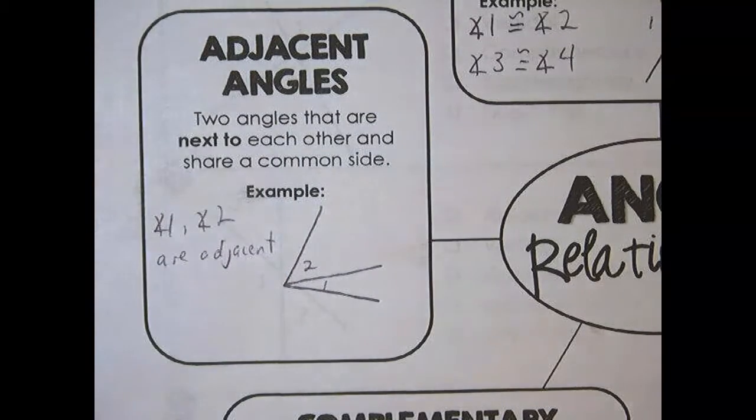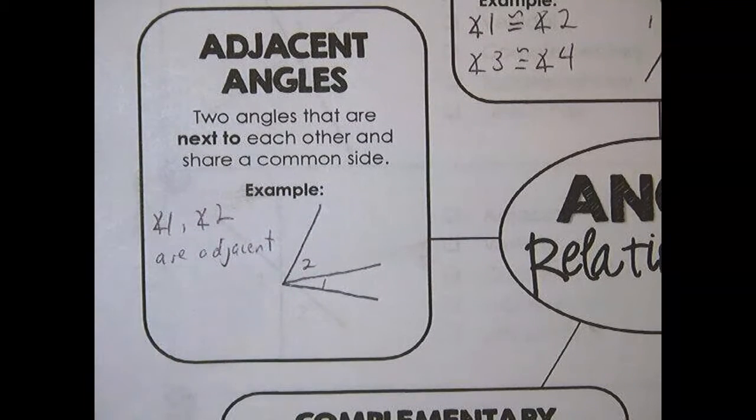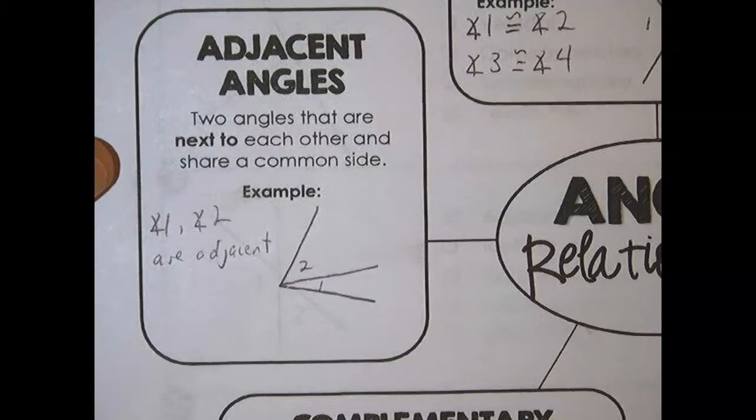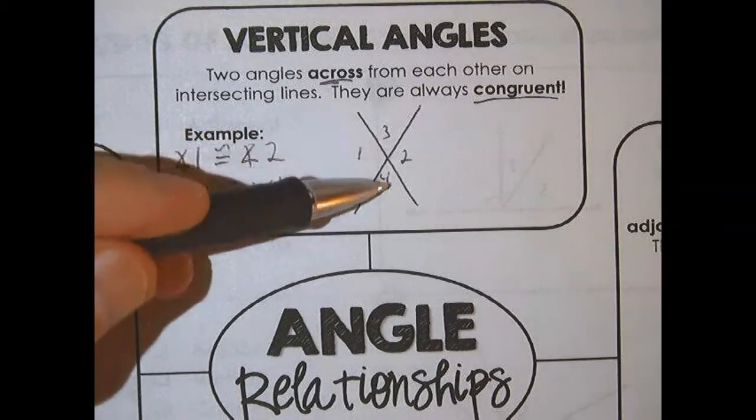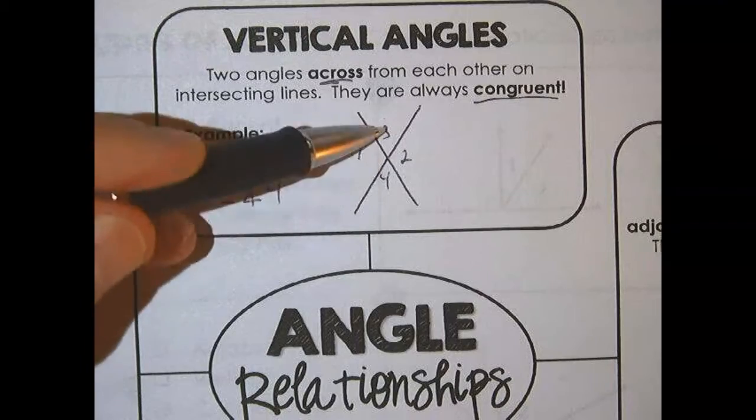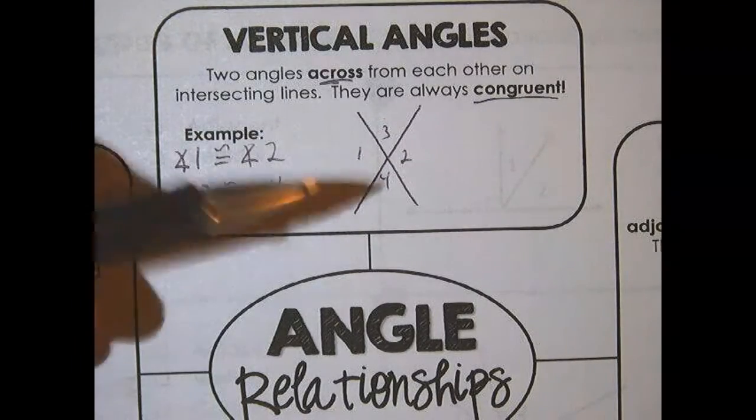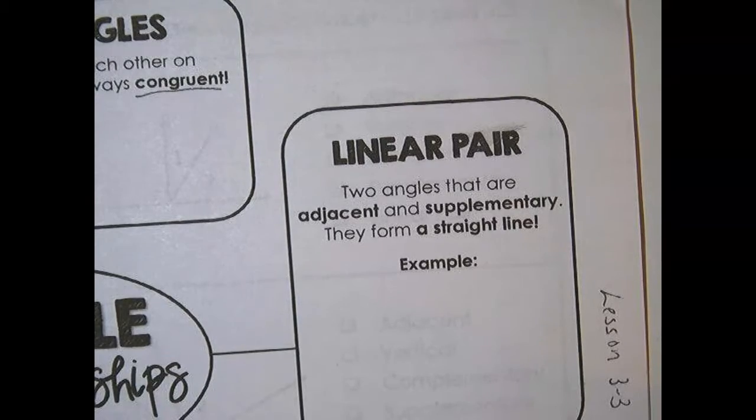It's not quite as powerful as vertical angles because just because they're adjacent doesn't mean that they equal any particular thing, okay, unless there's some special cases that we're going to see coming up. So the vertical angles are important because not only do they have a word and a definition, but they are always congruent. All right, let's look at one kind of adjacent angles called a linear pair.